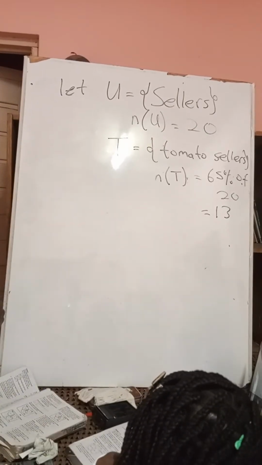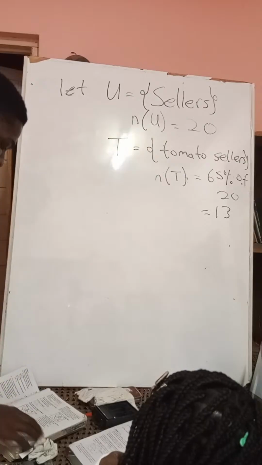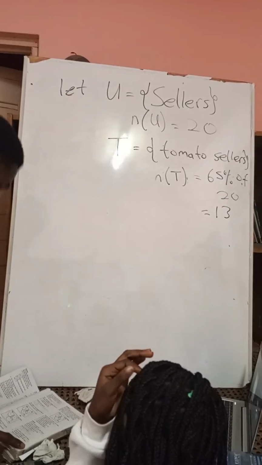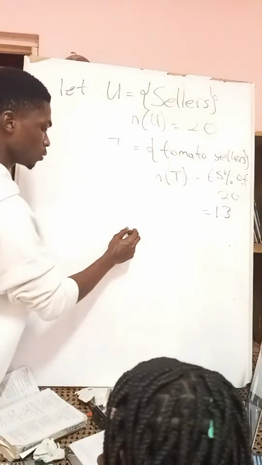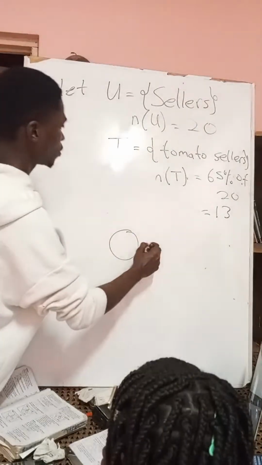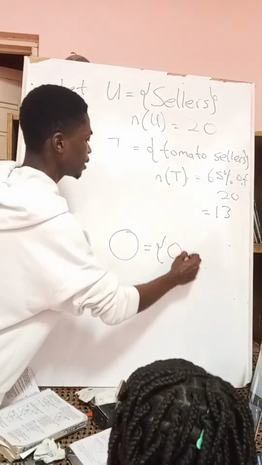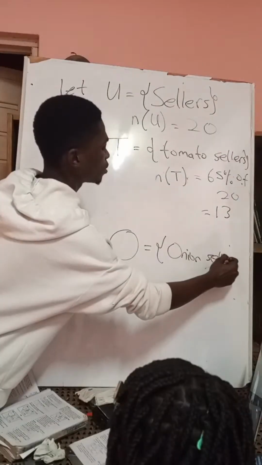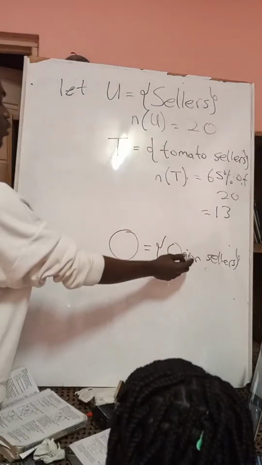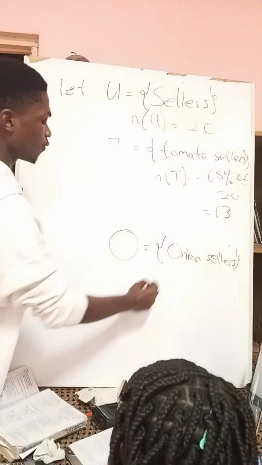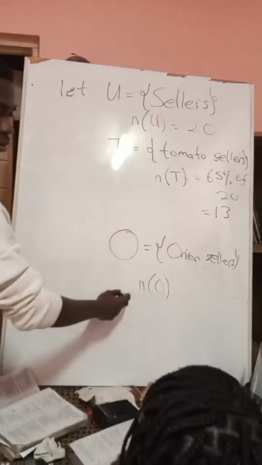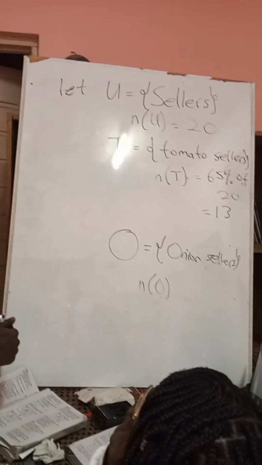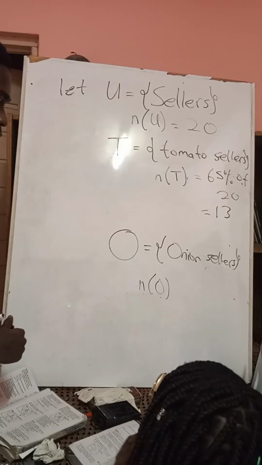Then the next one, so let's find the number of what? The next one is the number of onions. Okay, so let's use O to represent the number of onions. So onion sellers. When they come here, the number of O means what? Number of onions, as I said.